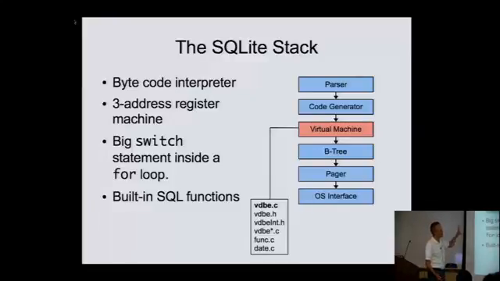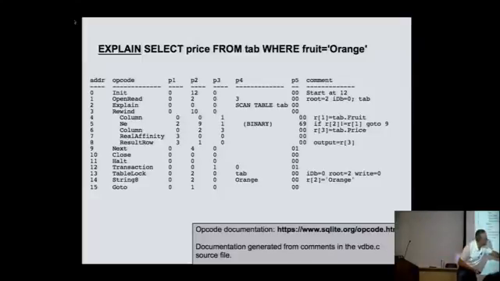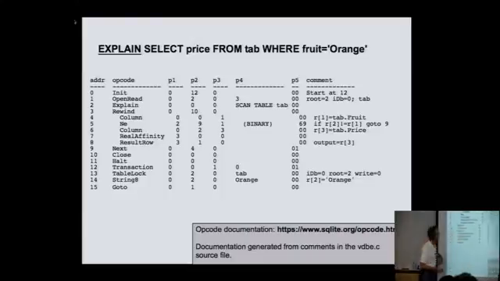And as part of the virtual machine, I also include the implementation of the built-in SQL functions. So they're included there. Talk more about that later. So here's an example of what the bytecode looks like. I won't walk you through this, but you can look at the bytecode for any SQL statement that SQLite can generate by just putting explain up front, like this. And the documentation for the opcodes is available online if you want to try and decode that.